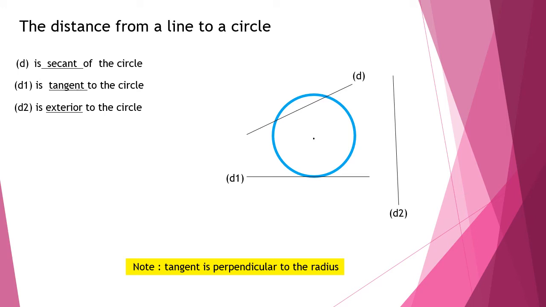D1 is a tangent to the circle because it has one common point with the circle, and D2 is exterior to the circle because it has no common point with the circle. And you must know that the tangent is perpendicular to the radius, meaning it makes an angle measuring 90 degrees with the radius.